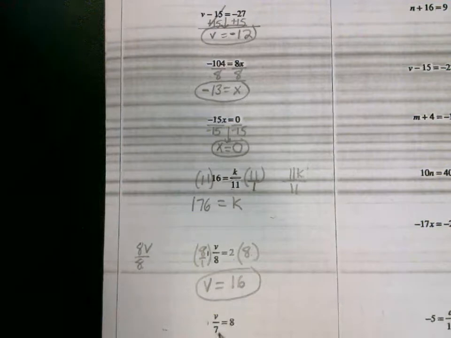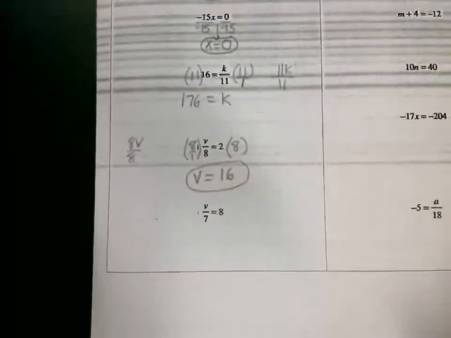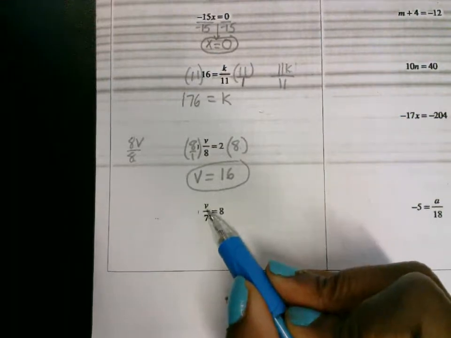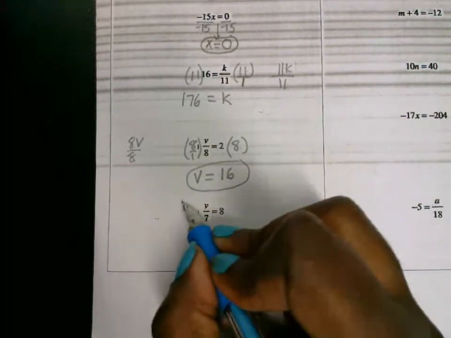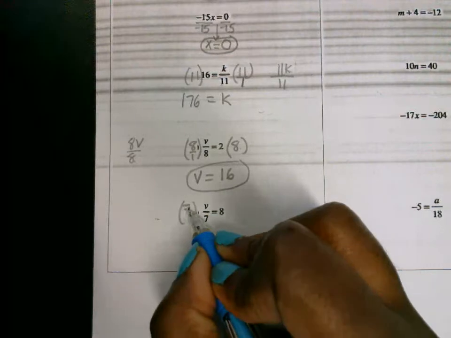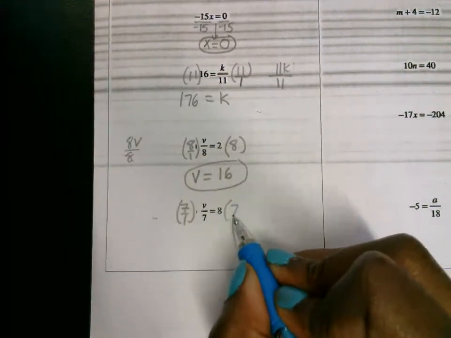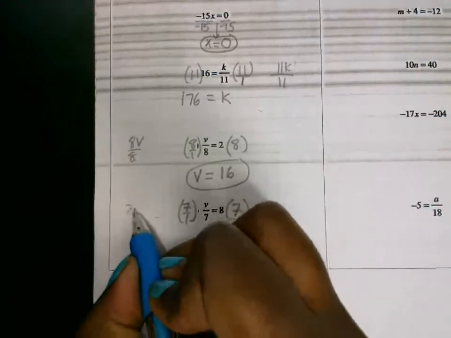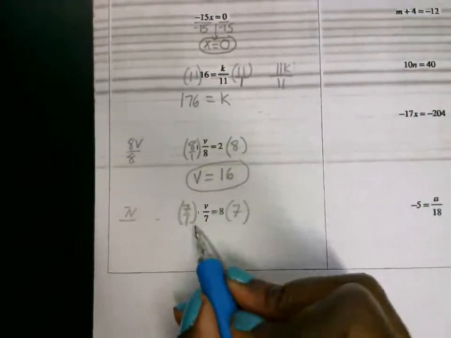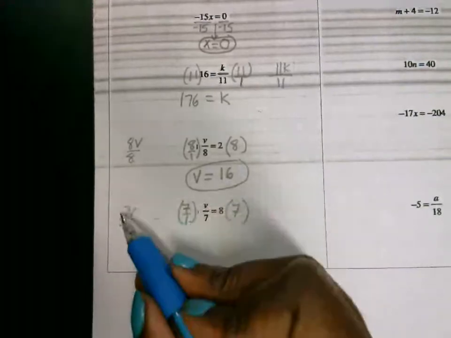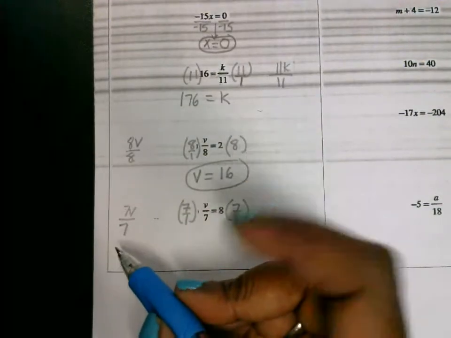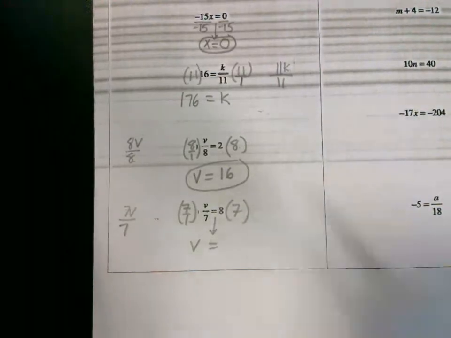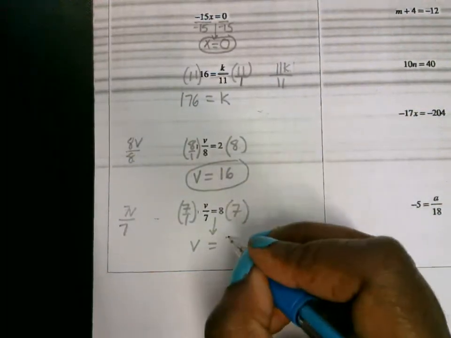We're going to do this one. Slide this up, sorry. This is division. The opposite of division is multiplication. So we're going to multiply both sides by 7 over 1 or just 7. This gives you 7v on the top. 7 times v is 7v. This gives you 7 on the bottom. 7 goes into 7 one time. This gives me 1v or just v. Bring down the equal. We got 8 times 7, which is 56.